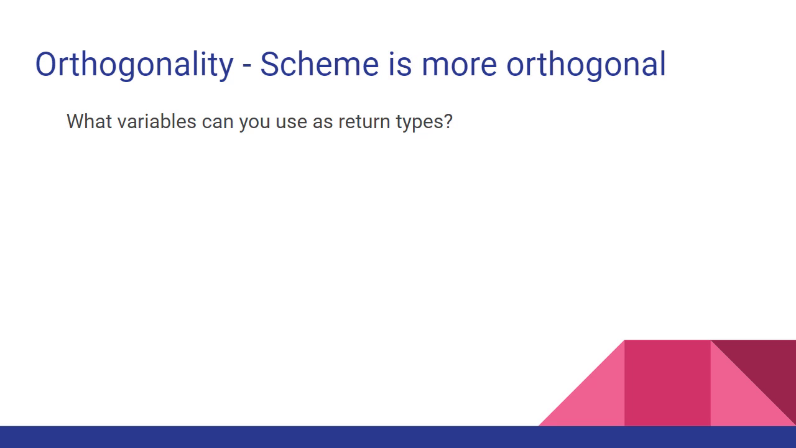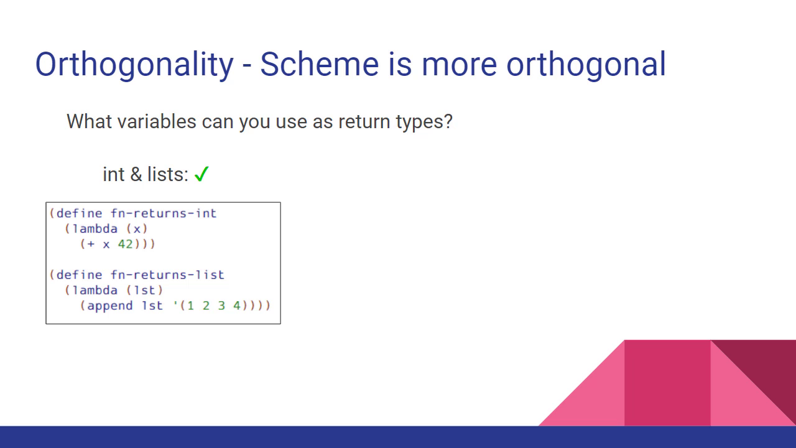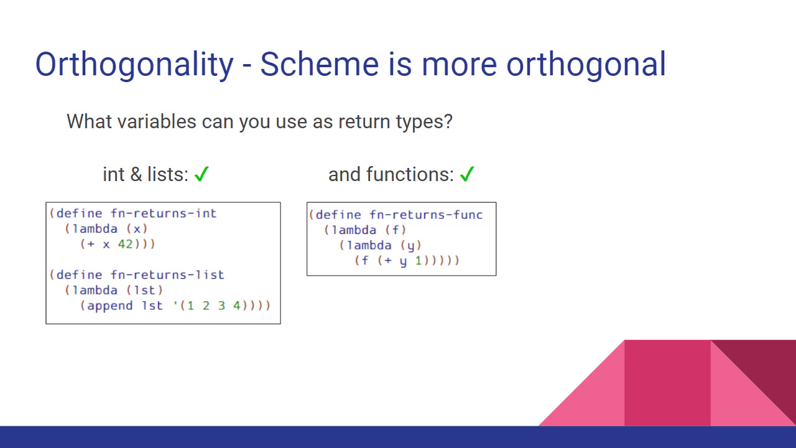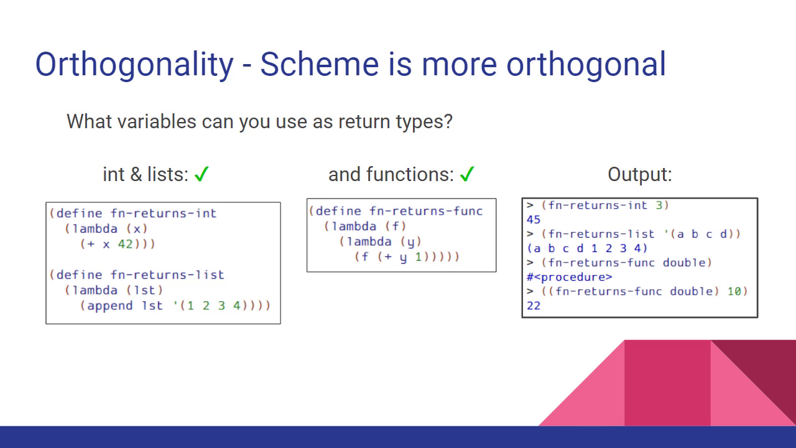Now with Scheme, it's more orthogonal. I can return integers, and I can also return lists, which are similar to arrays. But I can also even return a function. And again, I don't expect you to understand how this code works yet. Just know that this is a function that returns a function. And so here's my output, and you'll notice when I just call that function, it returns a procedure, and then I can actually use that procedure to call that function with some parameter. So in this case, the function returns a function that when I call it with double, that doubles 1 plus the parameter. So 1 plus 10 is 11. When you double that, you get 22.